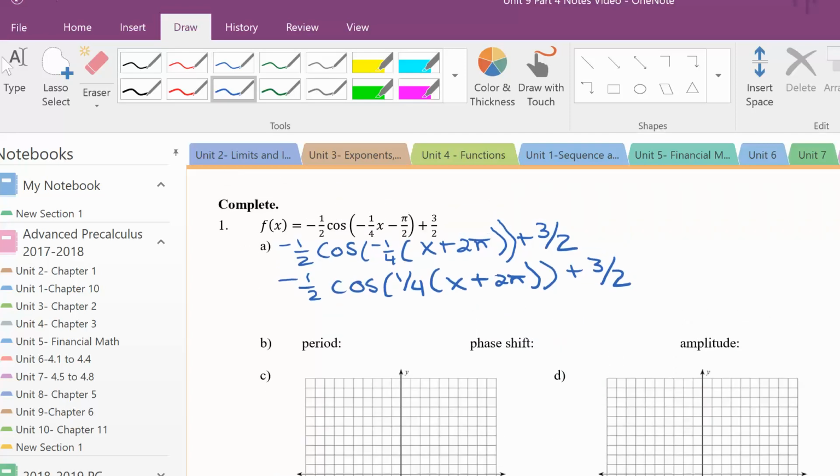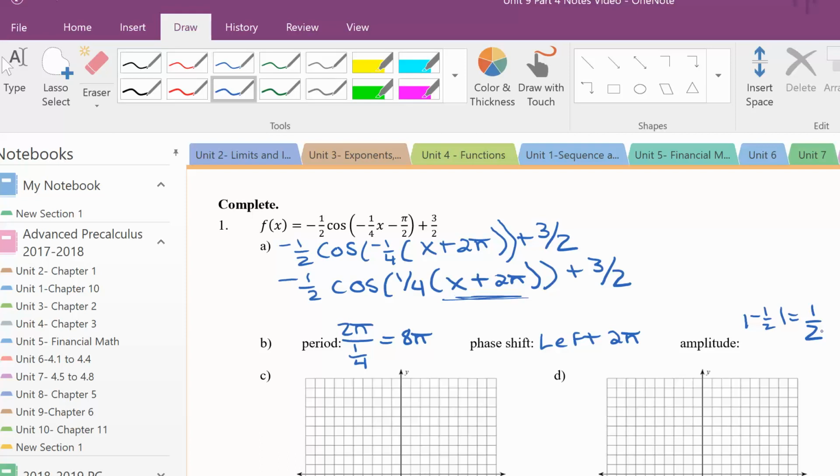So now we can find the period. Remember, the period is 2 pi over the absolute value of b, so it's 2 pi over 1/4, which is 8 pi. The phase shift is the horizontal shift, and notice that's to the left 2 pi because it's positive. Think about the number you would have to put in here to make it equal 0, and that would be -2 pi, which means you go to the left. The amplitude is the absolute value of -1/2, so it's positive 1/2.